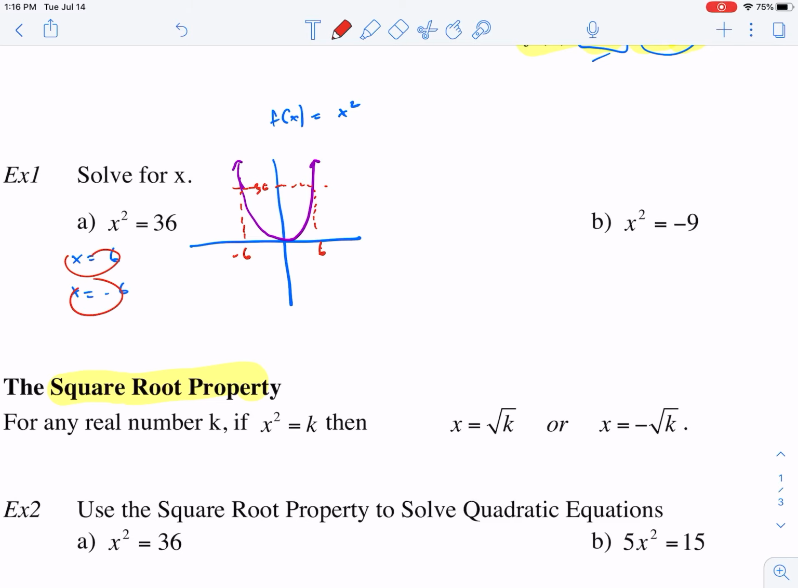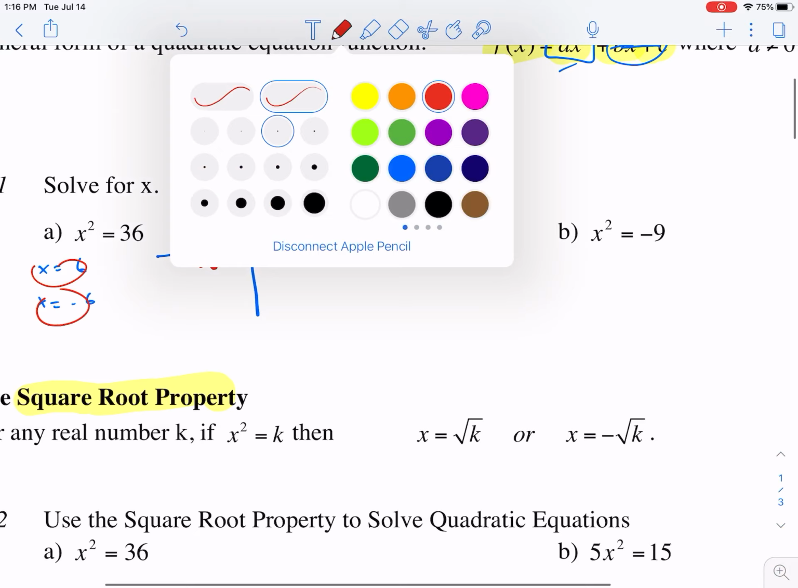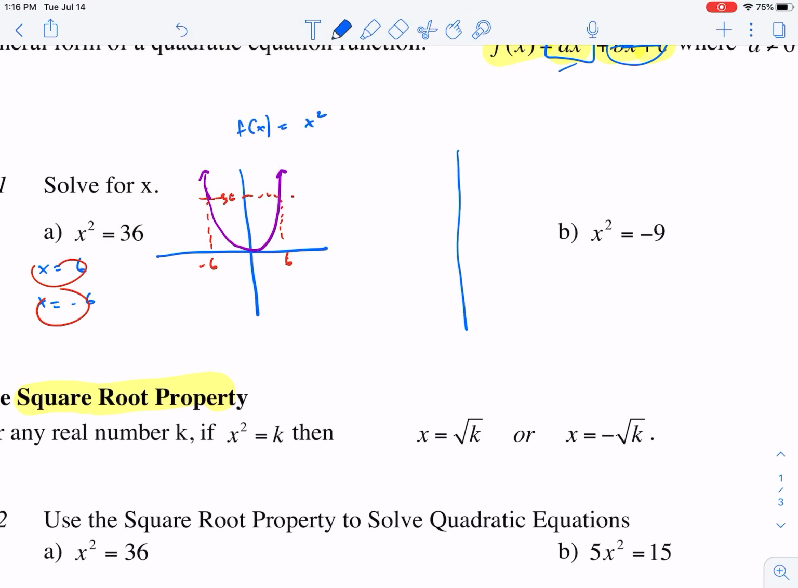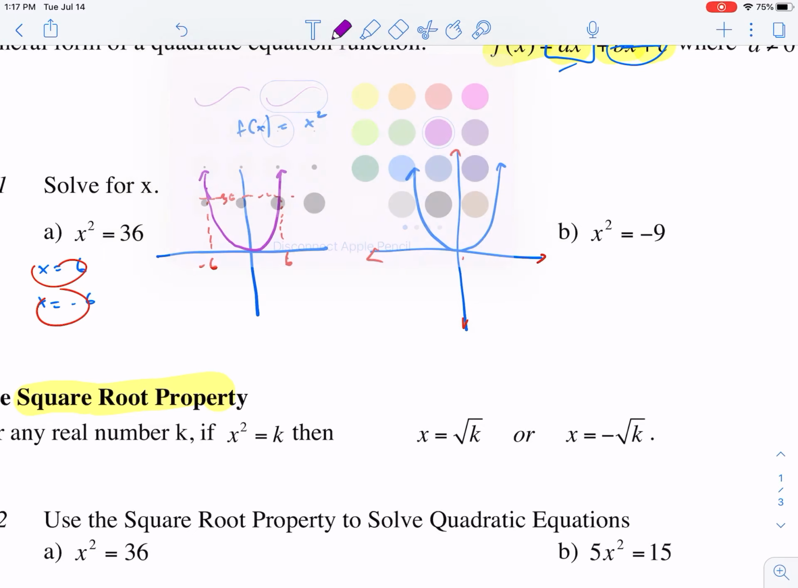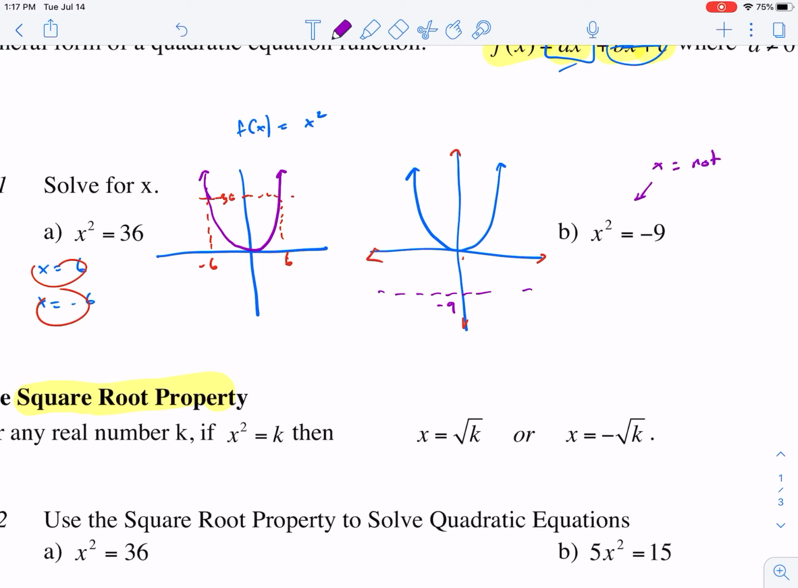In this case, x squared equals negative 9. We don't have any x values. Why? Because, again, if we look at the graph of x squared, the y values are always positive, right? So there's no way we can find a real x value that gives us negative 9 down here. So there's none. In this case, x is not a real number, so there's no real solution. You can see from the graph there.